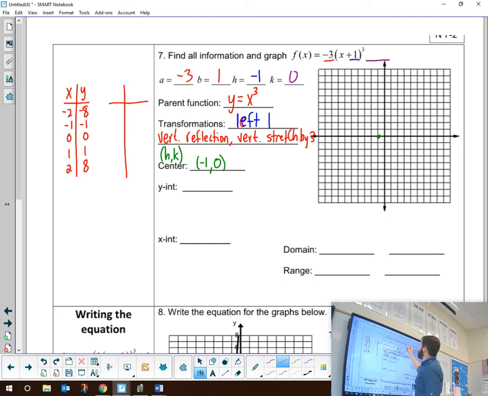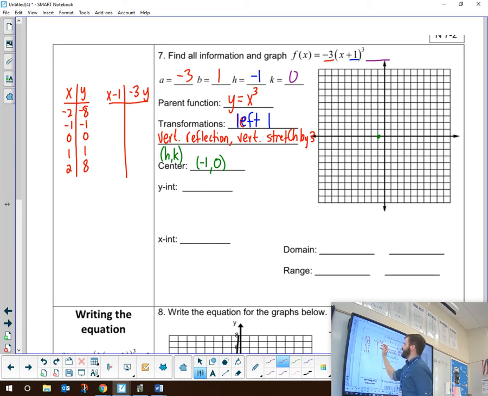Well, I have a -1 here for my h. I don't have a b, so it's just going to be x minus 1. We're going to take each one of my parent points, and that's going to affect the next one. Then my other one, there's no k to add to it, but there is a -3. So we're going to go -3 times y for each one of these. So it's going to be tricky.